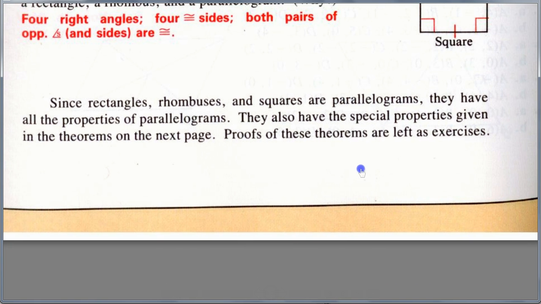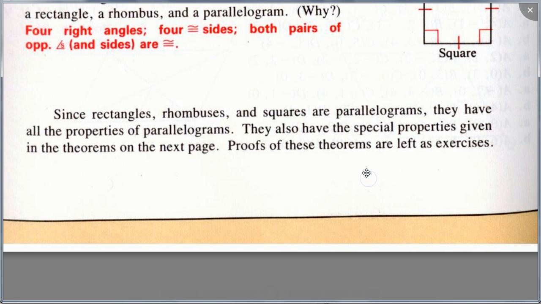I think you asked a similar question about this. Go ahead. Since rectangles, rhombuses, and squares are parallelograms, they have all the properties of parallelograms. They also have the special properties given in the theorems of the next page. Proofs of these theorems are left as exercises. Does that answer your question? Why don't they say both opposite angles are congruent, both opposite sides are congruent? Well, because we know they are parallelograms. All these are true. But these are special types of parallelogram, and now we're going to talk about some of the theorems about the special parallelograms. Is that okay? All right. Any questions?